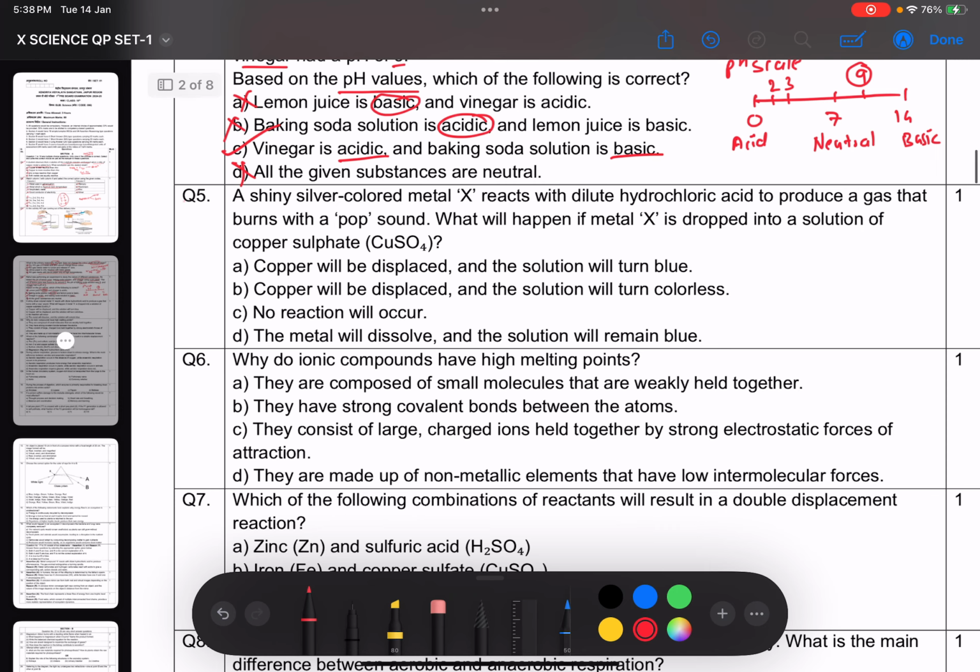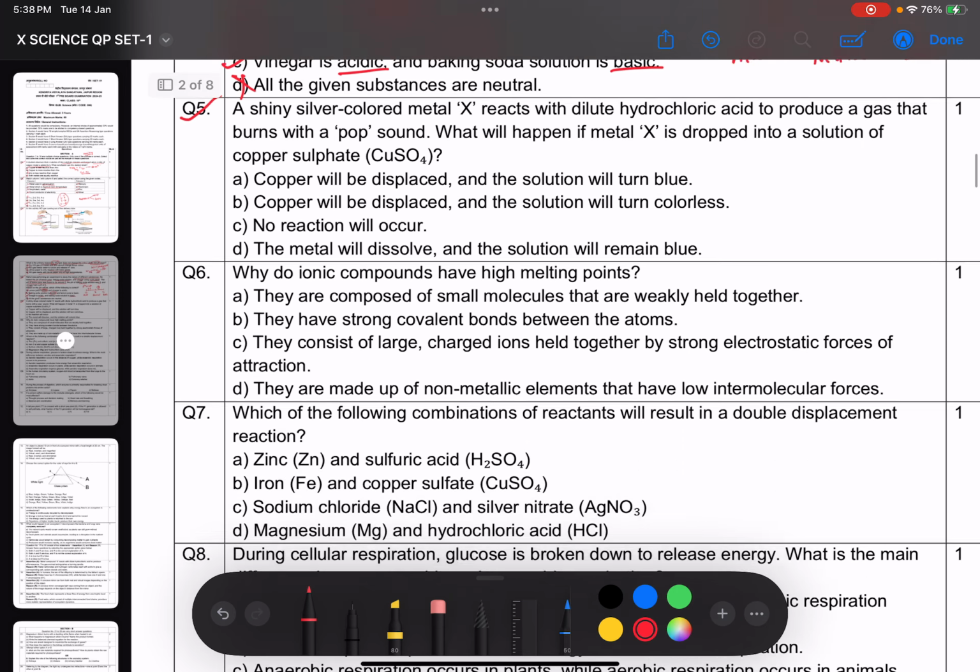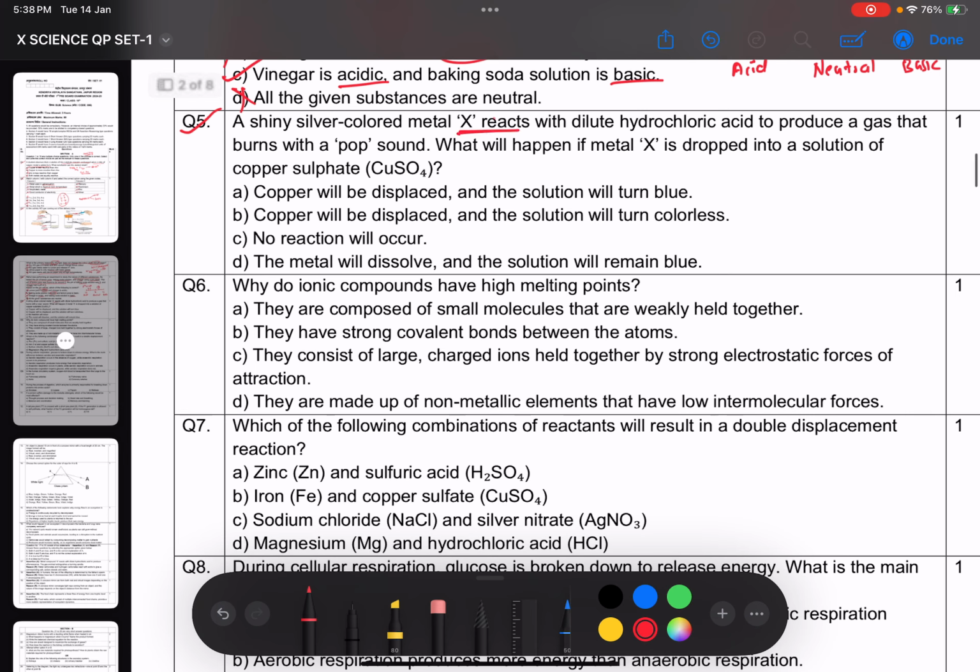Last question, question number 5, which says a shiny silver colored metal X. So this shiny silver colored metal will be nothing but silver. It reacts with dilute hydrochloric acid to produce a gas that burns with a pop sound. Which gas burns with a pop sound? Hydrogen. So it will release hydrogen gas, which will burn with a pop sound, and it will make another compound, silver chloride. So the question again says, what will happen if metal X is dropped into solution of copper sulfate?